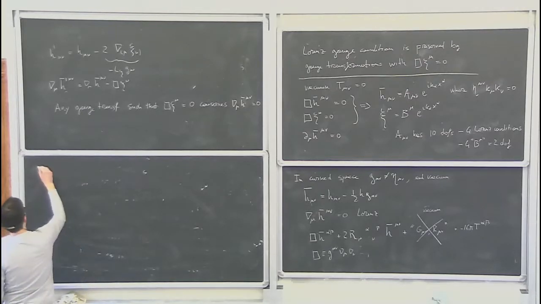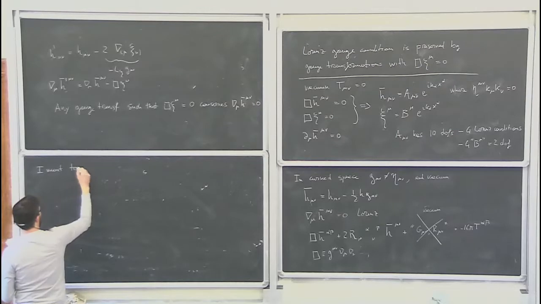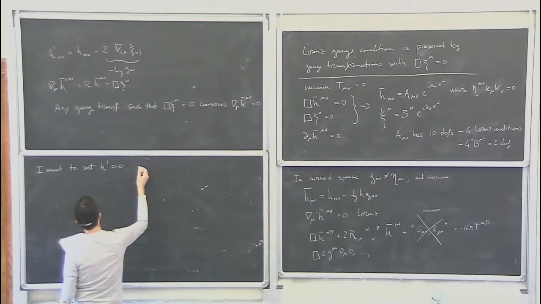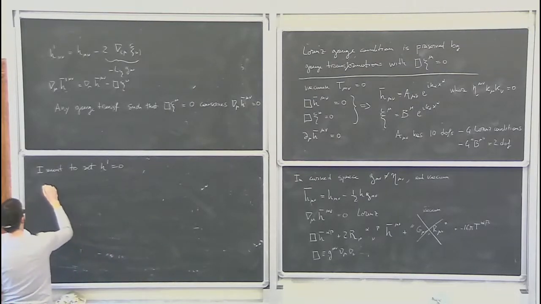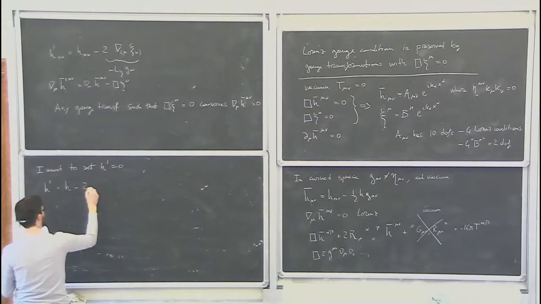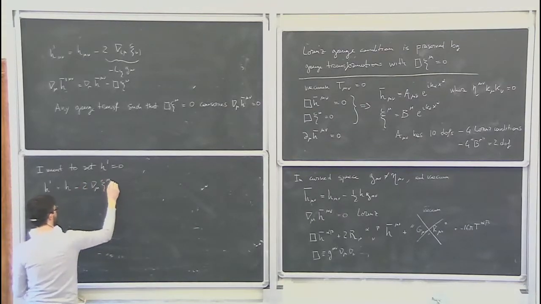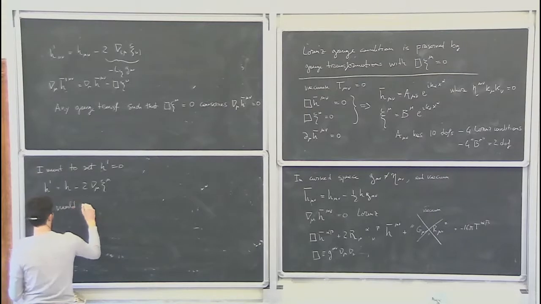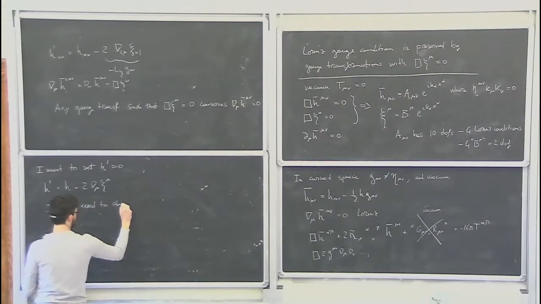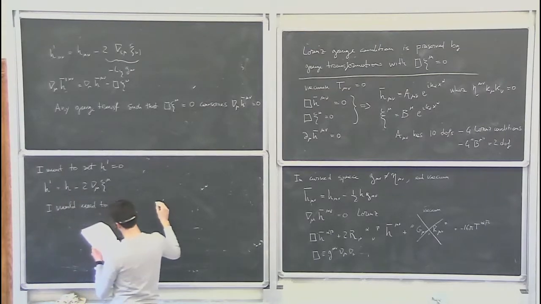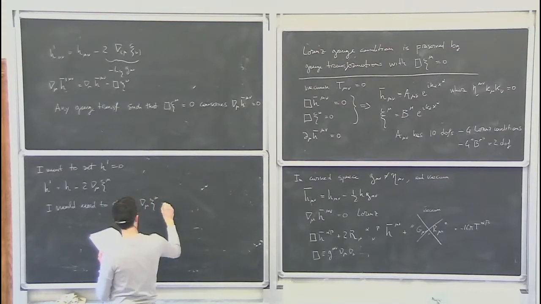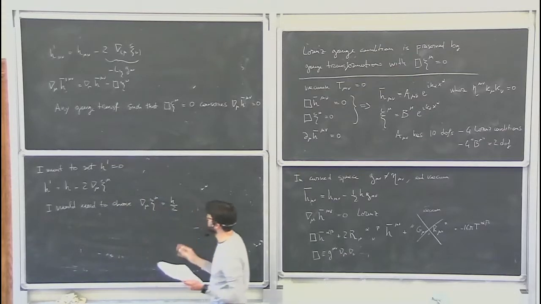So suppose now I want to set H prime to 0. I want to use the residual gauge transformation. So the first thing I need to understand is how H prime, the trace, transforms under gauge transformation. This is H prime equals H minus 2 times the divergence of the generator. So I would need to choose, of course, the divergence of the generator equals H halves. Okay, so this is what I would need to do.